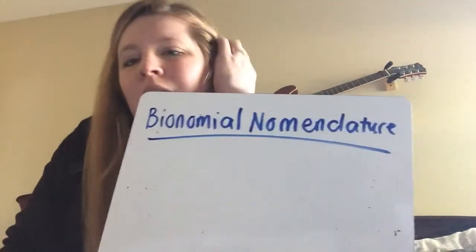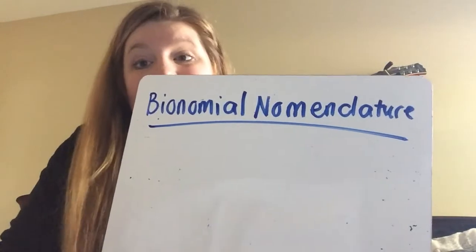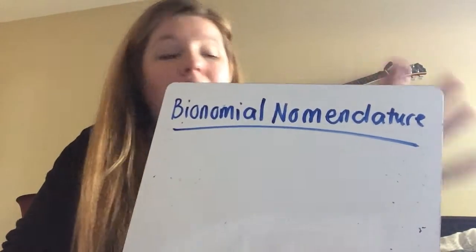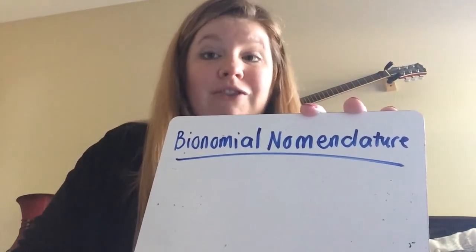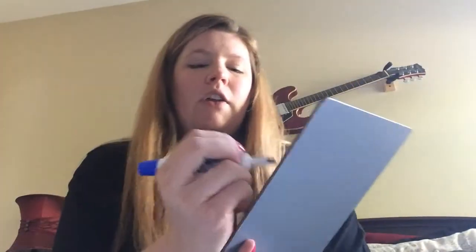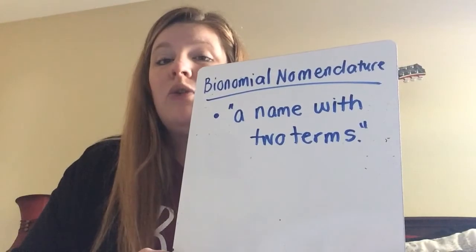Here you go. Look at this. You guys are learning 7th grade stuff and everything. Binomial nomenclature. Yep, it's a mouthful. Even I have trouble saying it at times, but you know what? That's okay. So let's bullet point it. It actually means a name with 2 terms. It's literally what it translates as. Bi, for two, nomial, name. A name with 2 terms, genus and species.